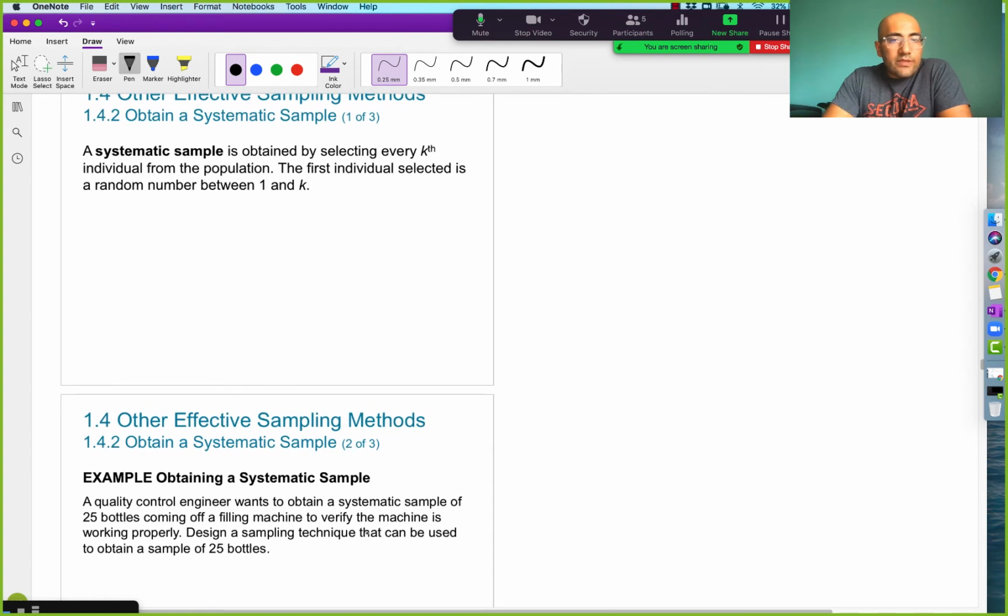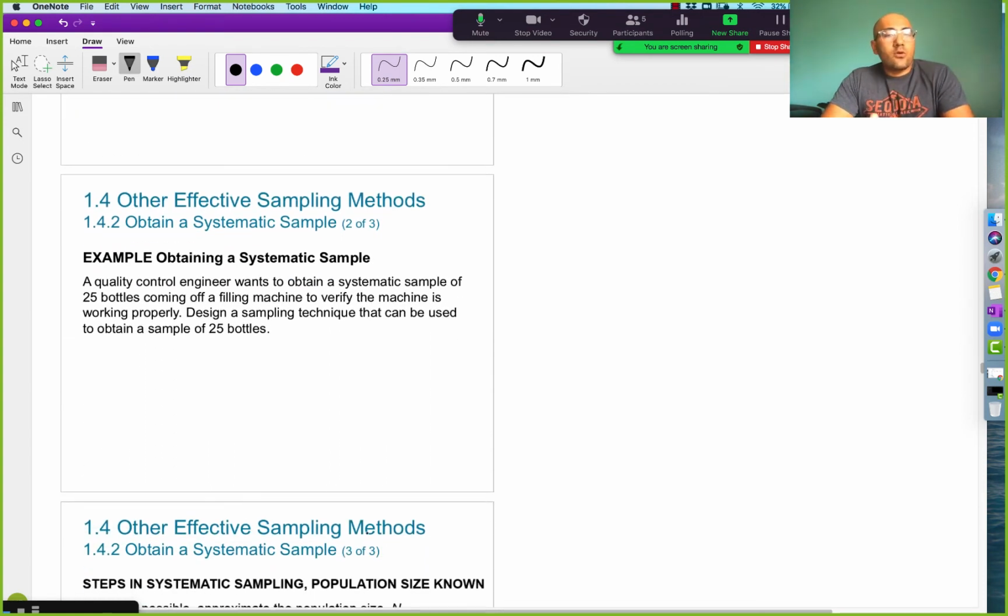The classic example for this one is this right here. A quality control engineer wants to obtain a systematic sample of 25 bottles coming off a filling machine to verify that the machine is working properly. Design a sampling technique that can be used to obtain a sample of 25 bottles. So if you can imagine one of these bottling machines, I'm sure you've seen them somewhere, you can Google them. There's just this conveyor belt flowing out bottles really, really fast. Hundreds and hundreds of bottles are flying by.